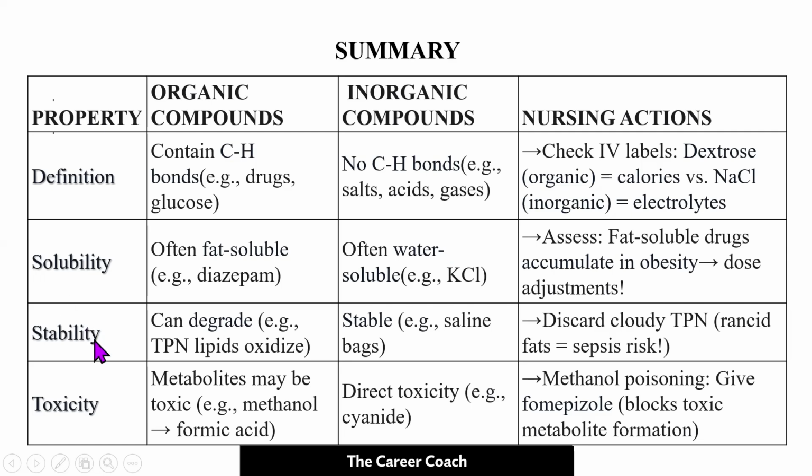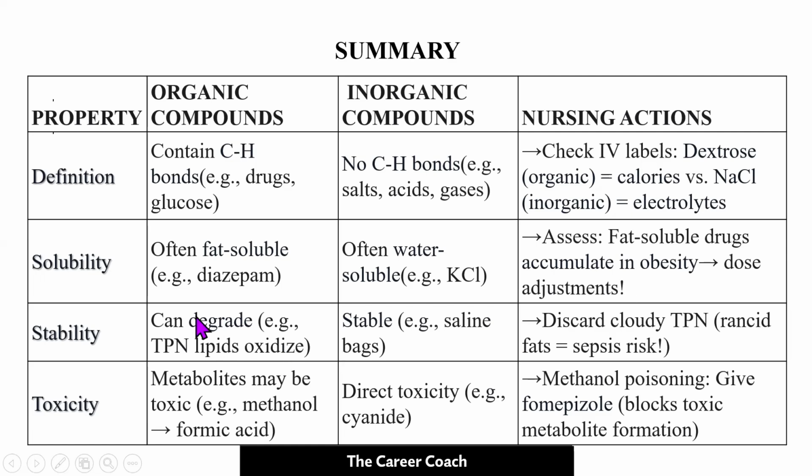Next is stability. With regards to organic and inorganic compounds, we want to compare their stability. Organic compounds can degrade. Example is your total parenteral nutrient. It is usually lipid oxidized, so it must be checked. For inorganic compounds, they are usually very stable. Example is your saline bag. The normal saline is very stable compared to TPN, which is very unstable.